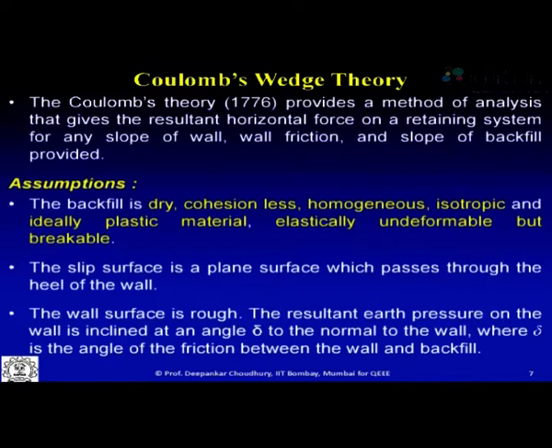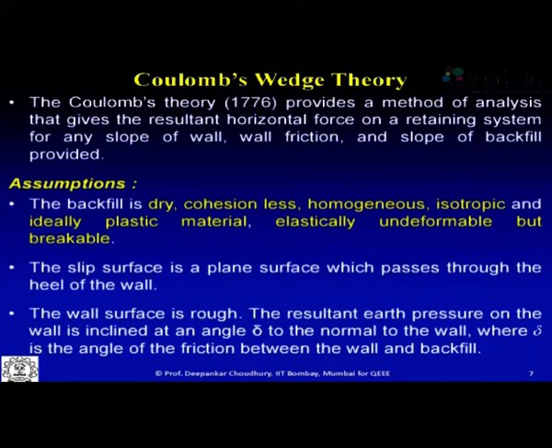So to avoid the assumptions or limitations of Rankine theory, a better theory actually was given earlier, that is, before Rankine theory came into the picture, that is Coulomb's wedge theory. Coulomb's wedge theory was developed by Coulomb in 1776, and it provides a method of analysis that gives the resultant horizontal force on a retaining system for any slope of wall or wall friction angle, and slope of backfill provided.